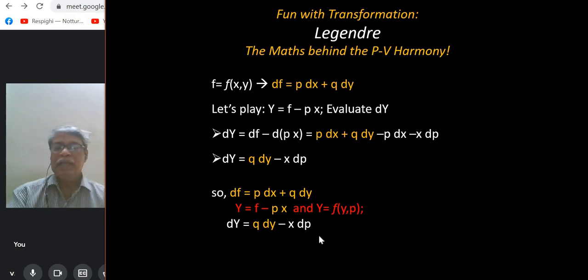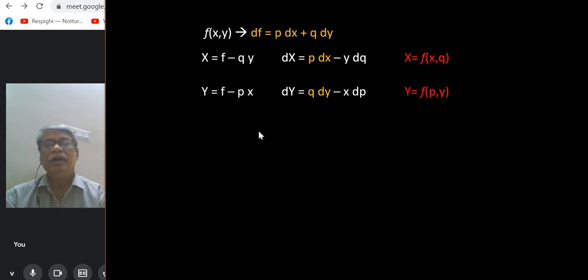Okay, so let me summarize that X and Y, two new functions, are defined from f. The total differential is given like this. In one case I am doing f minus q into y, and in the other case f minus p into x. In the first case, dX, the flip over happens over here, minus y dq, and in the second case the flip over happens here, that is minus x dp.